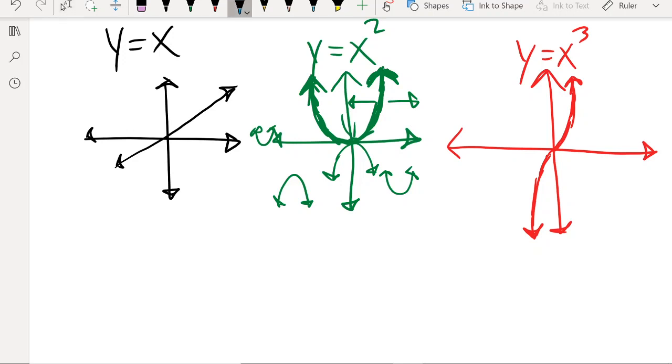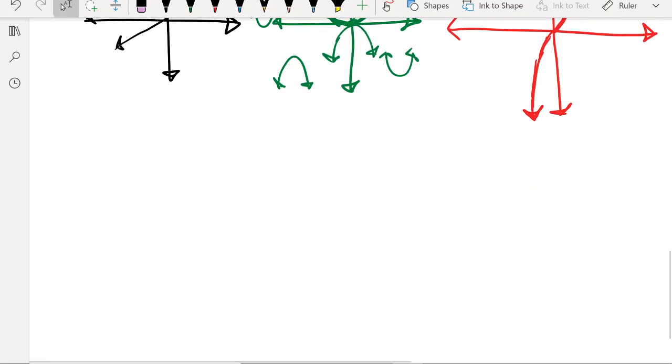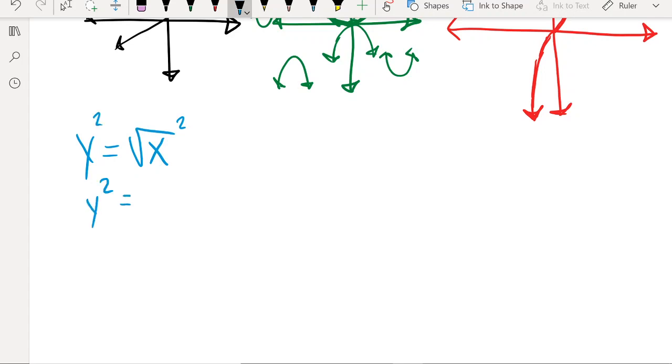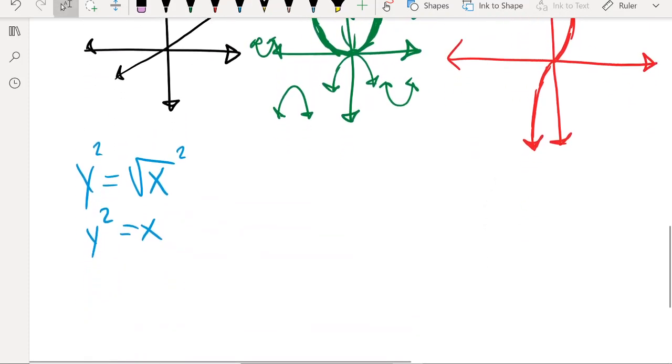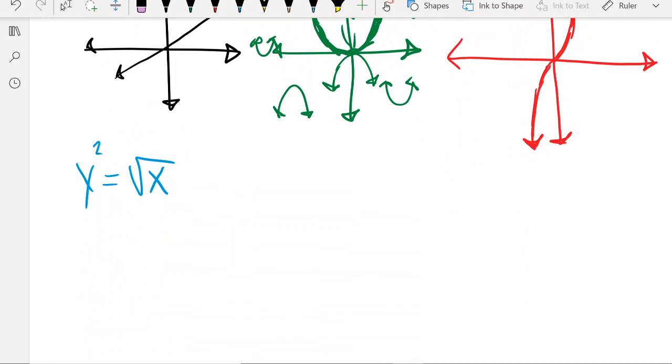Okay, so now let's get into a couple different areas. One being y equals the square root of x, which actually is basically just a parabola flipped on its side. So if I were to square both sides, I would get y squared equals x, which is basically the flip side of y equals x squared. So when I say y equals the square root of x, it is very similar to a parabola.